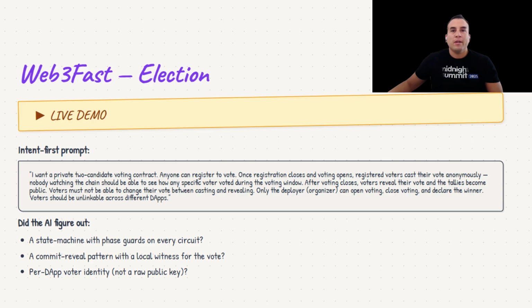Okay, let's continue with the fourth example, election, using Web3 Fast. In this slide, you can see a brief summary of what we are going to do. Okay, let's switch to the terminal.